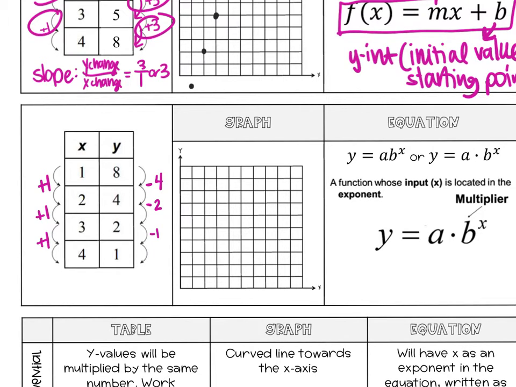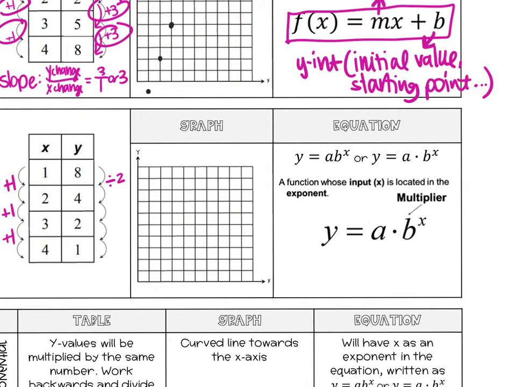And you may have realized, so don't write this yet, that first time it went down by 4. Then it went down by 2, and then 1. So that's not constant. If that happens, take a step back and think, what else could I do to that? Like what number could I divide by? In this case, I could divide by 2, which would work.